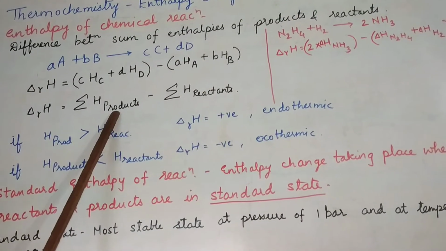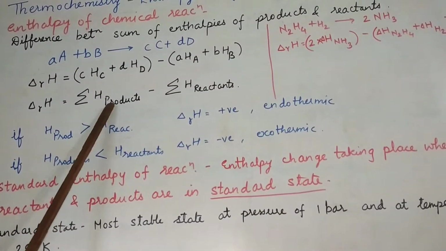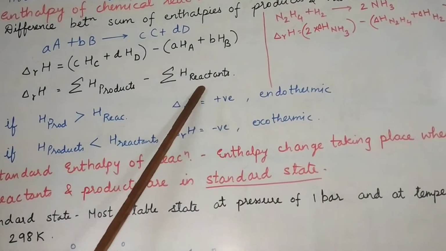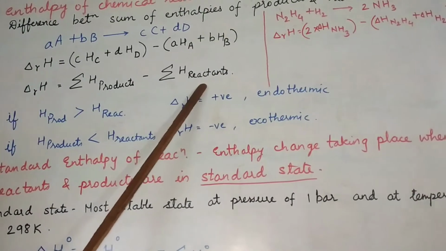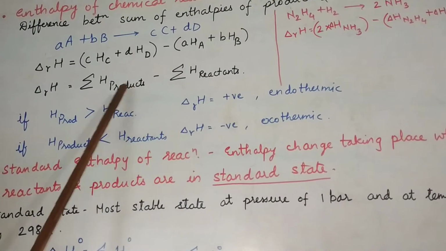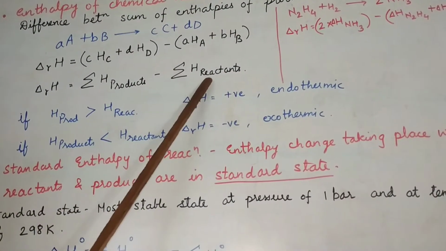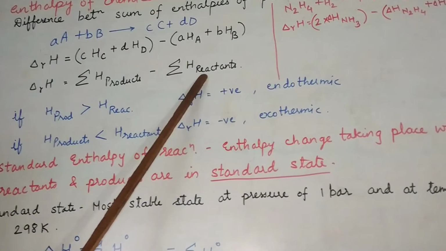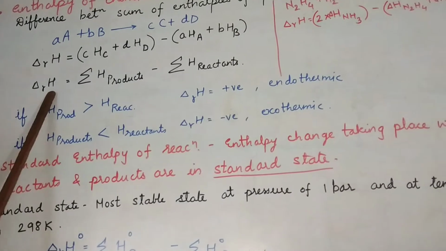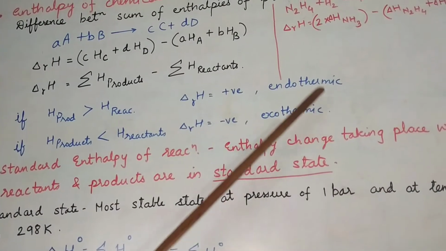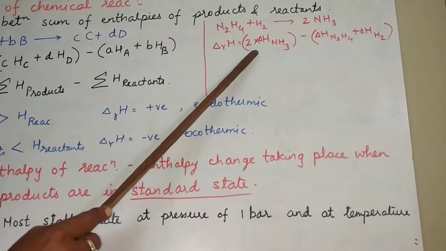However many products there are, suppose only one product is formed, then only one product will come. Suppose there are 4 reactants, then the addition of the enthalpies of 4 reactants will come. So the summation of products minus the summation of enthalpies of the reactants, their difference is called the enthalpy of the reaction. I have taken a simple example and shown it to you.